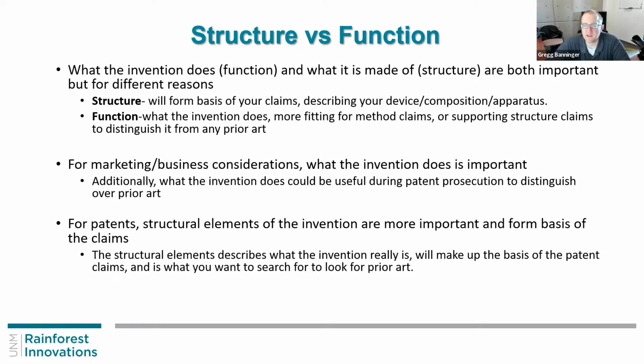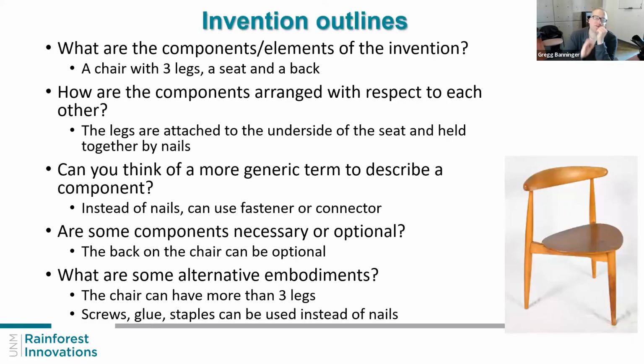I'm going to go through some examples here. So this is just a basic chair. Typically, when I get disclosures, I have the problem and solution, and maybe I read through it and take some notes. Obviously, if you're the inventor, you already know what those things are. And then I work on an outline of what I envision the claim could be. So in this, I'm just showing an example of the questions you would ask. Let's just say the invention is a three-legged chair. What are the components and elements of the invention? We have a chair with 3 legs, a seat, and a back.